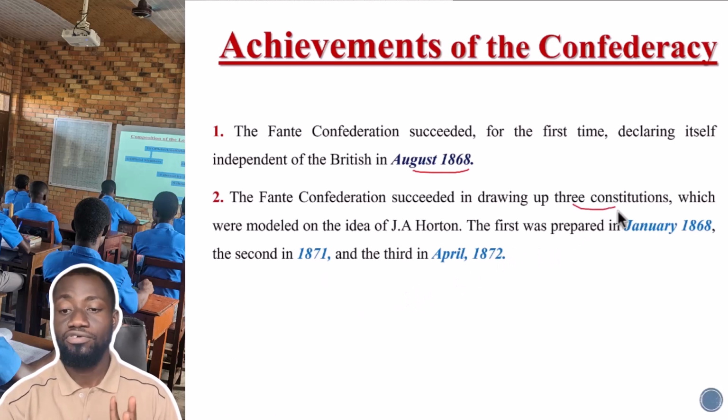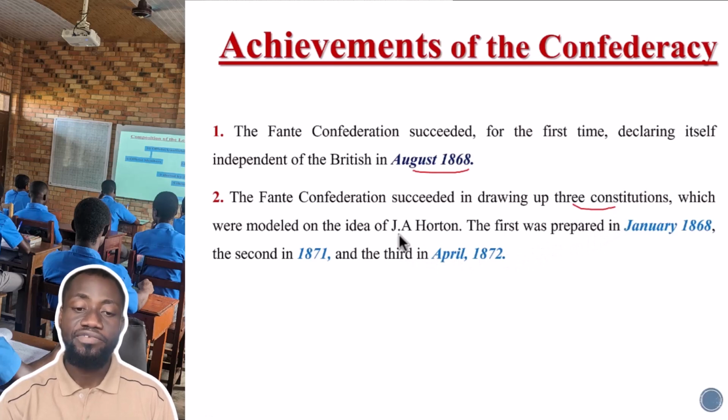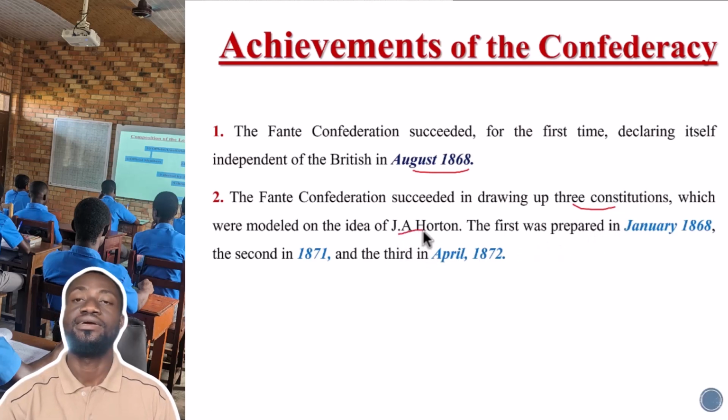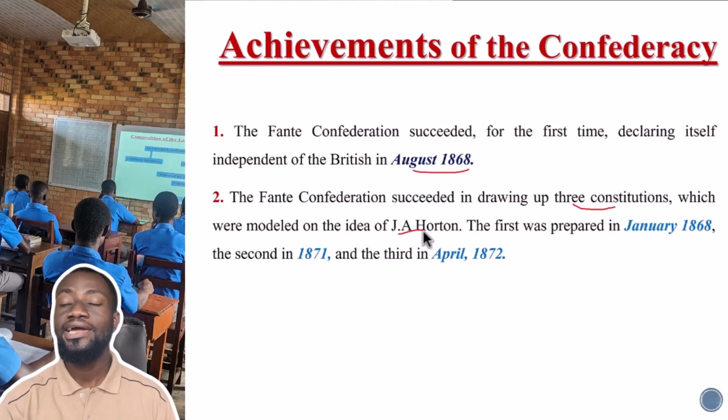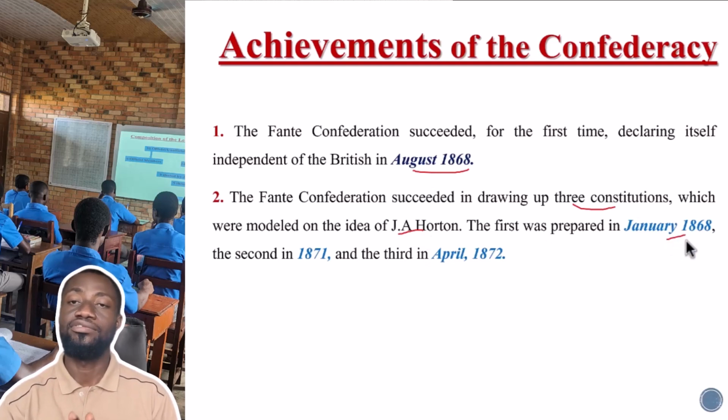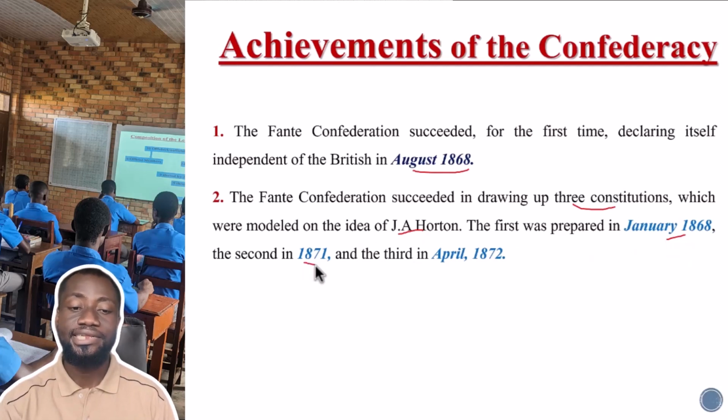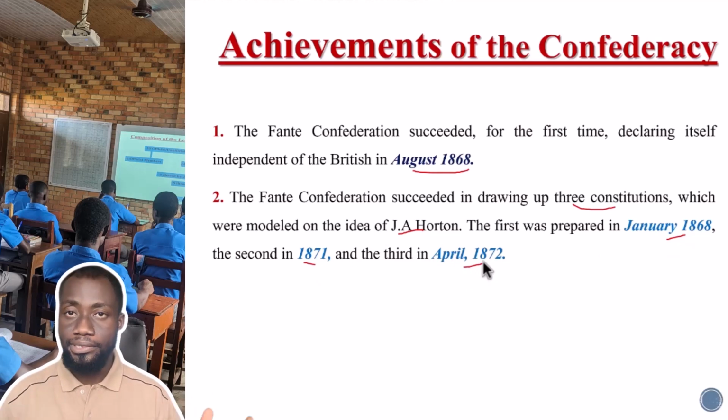They drew up 3 constitutions which were modeled on the ideas of one of the educated elite, J.A. Houghton. The first constitution was prepared in January 1868, as soon as the Confederation was formed. The second one was in 1871, and the last one was in April 1872. So the Confederation succeeded in drawing up 3 basic constitutions which guided them.